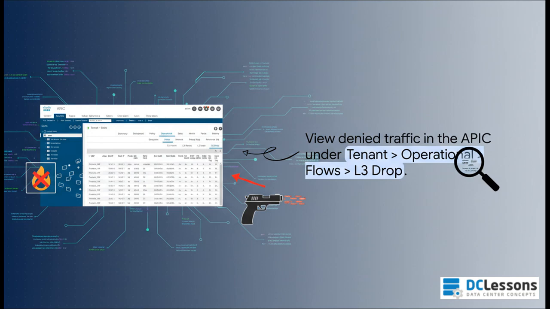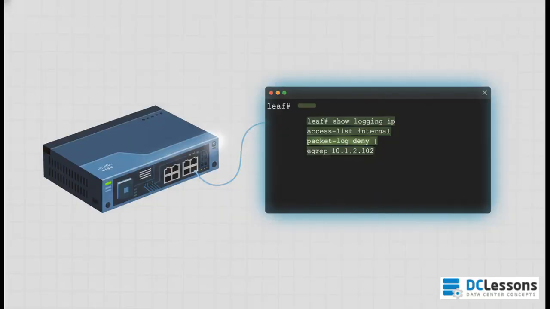Now, for all of you who live on the command line, don't worry, ACI has you covered. You can get the exact same information directly from the leaf switches themselves. By running a command just like this one, you can filter those internal ACL logs for any packet denies. You'll see the same source, destination, and protocol info that you'd find right in the GUI.